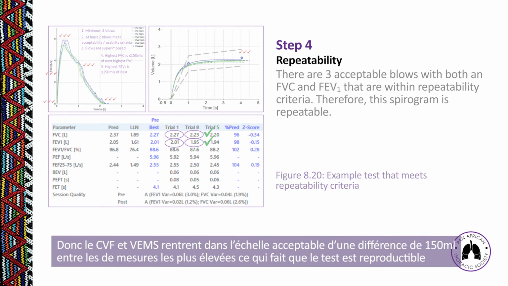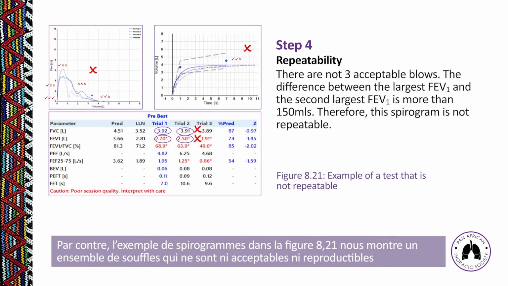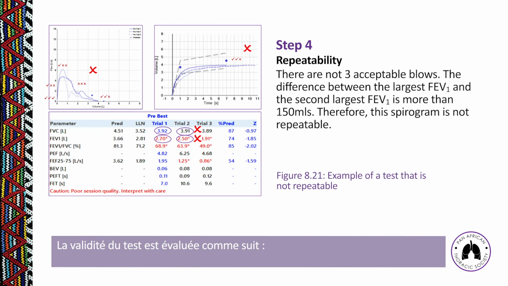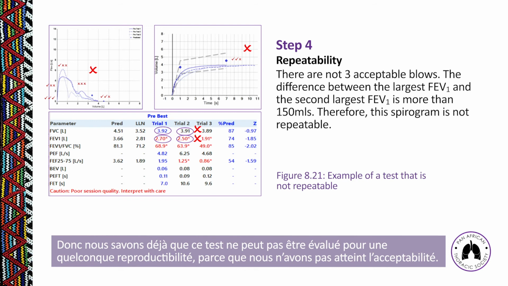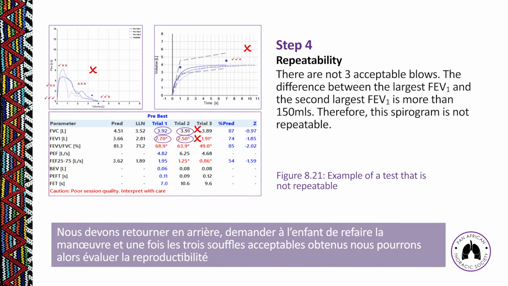the test is repeatable. In the example spirogram in figure 8.21, on the other hand, this shows a set of blows that are neither acceptable nor repeatable. The validity of the test is assessed as follows. On the flow volume and volume time graphs, there are a minimum of 3 blows, but they are not superimposed, and they do not meet all the acceptability criteria on each and every blow. So already we know that this test cannot be assessed for repeatability because we do not have acceptability. We need to go back, get the child to blow again, and once we have 3 acceptable blows, we can then assess repeatability.